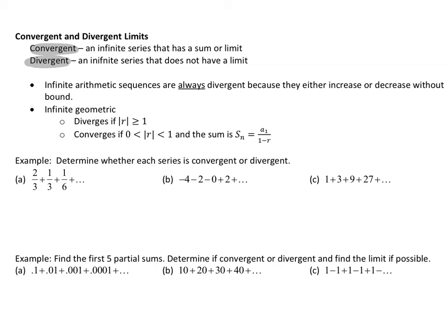But these are much easier to do because we actually don't need Bobo, Bot, and Betsy. We could, but it's much easier. Infinite arithmetic sequences, so the ones with addition and subtraction, are always divergent because they either increase or decrease without bound if we're adding the numbers together. They're going to continue to get bigger when you add them up or continue to get smaller when you add them up.